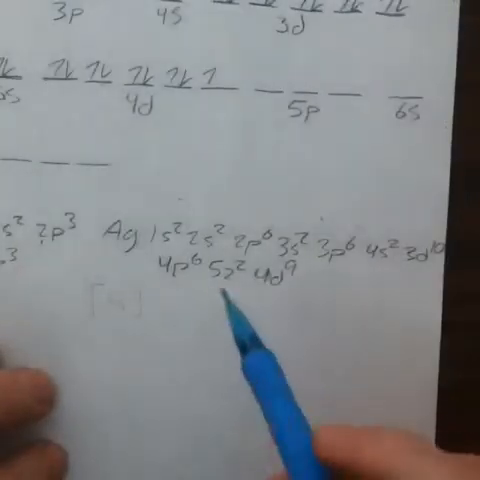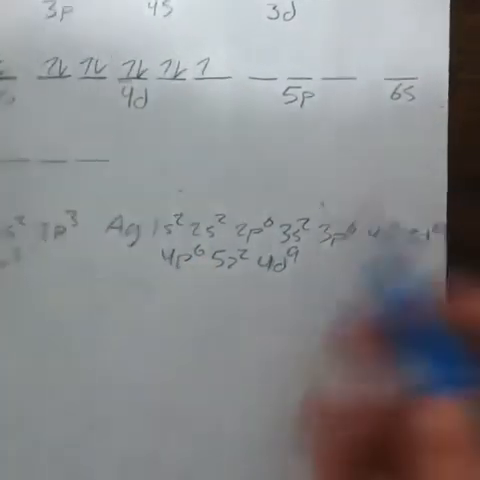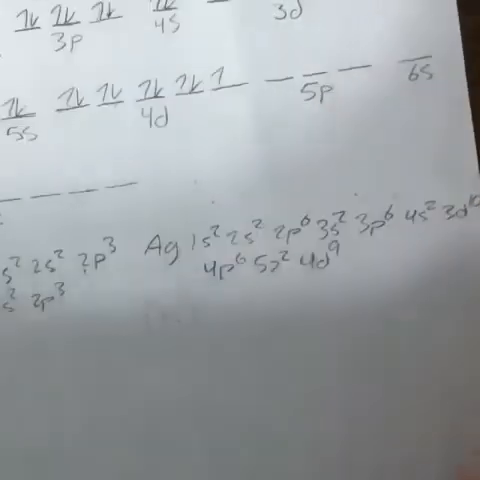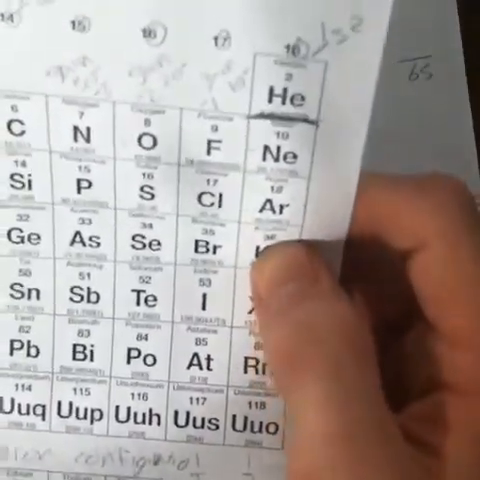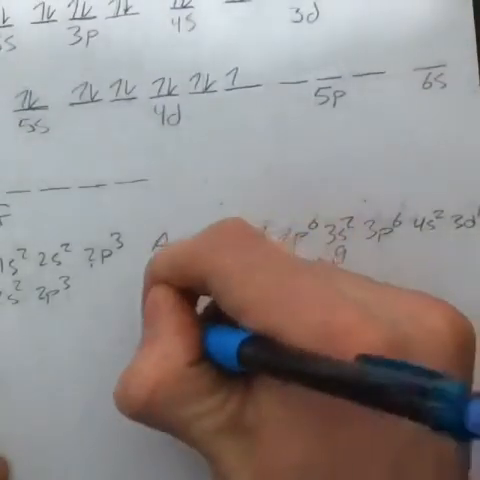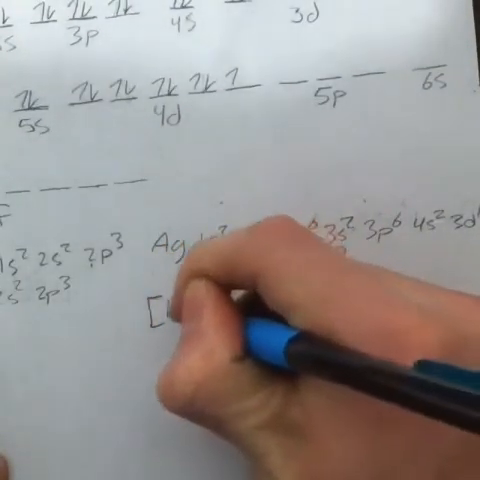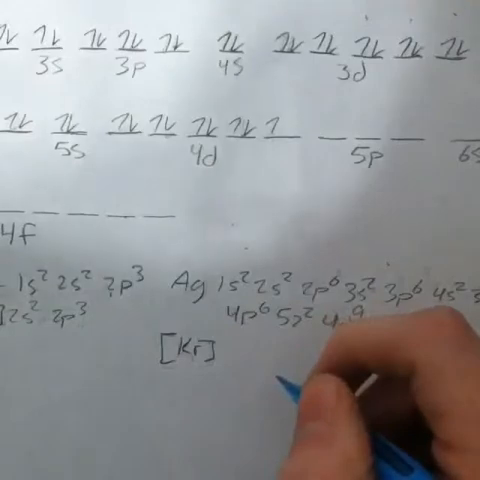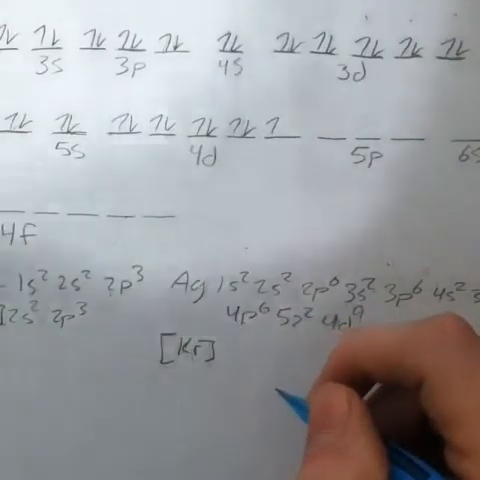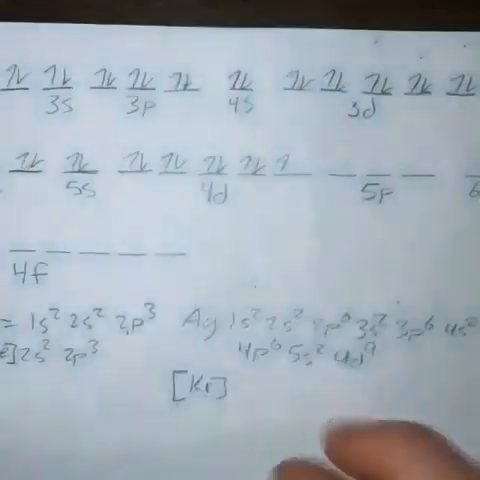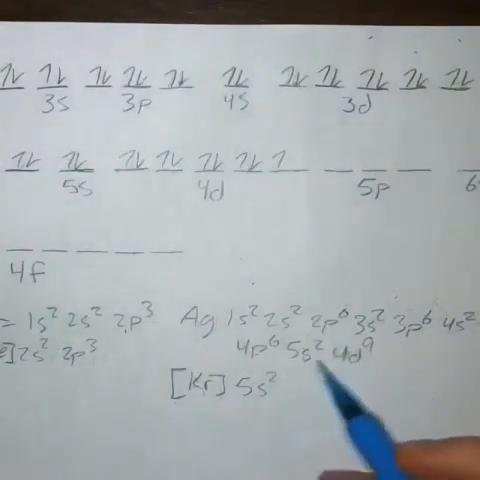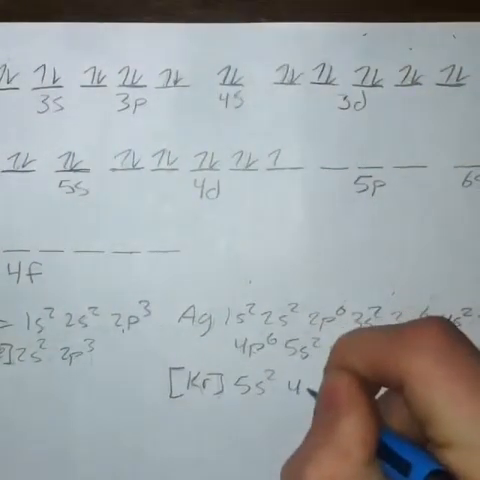And after writing that out, you can see why we don't want to write it that way. It's long. So to do the noble gas notation for silver, we're going to use krypton because it's the element that comes before silver over here. So we write it in brackets, krypton, and then we will write 5s2, because that is the next orbital that was filled, and then 4d9.